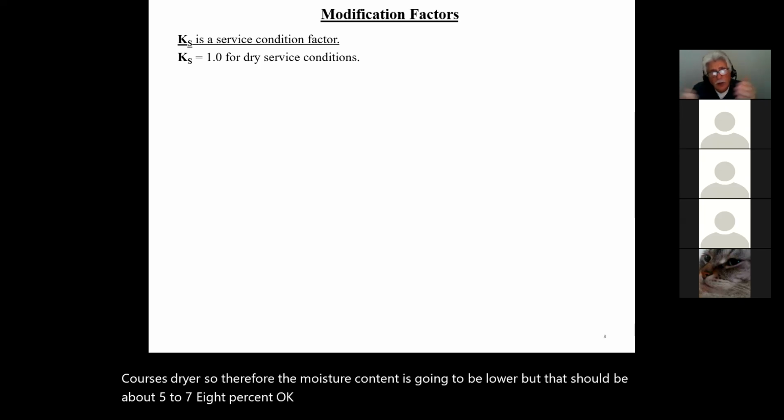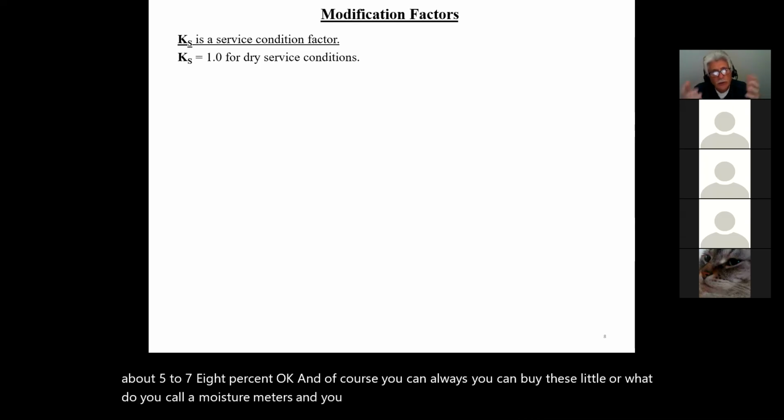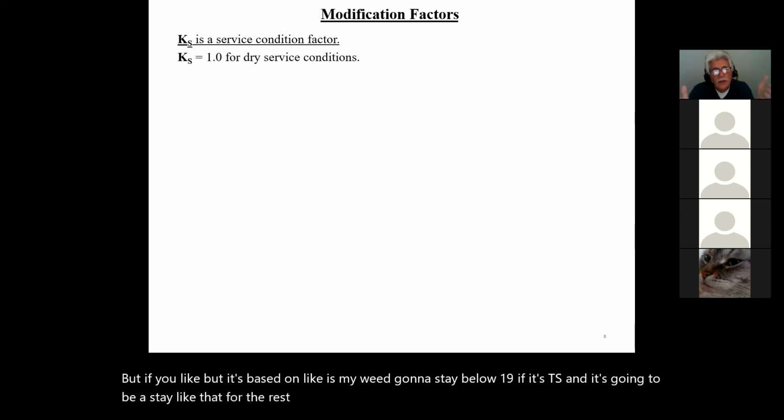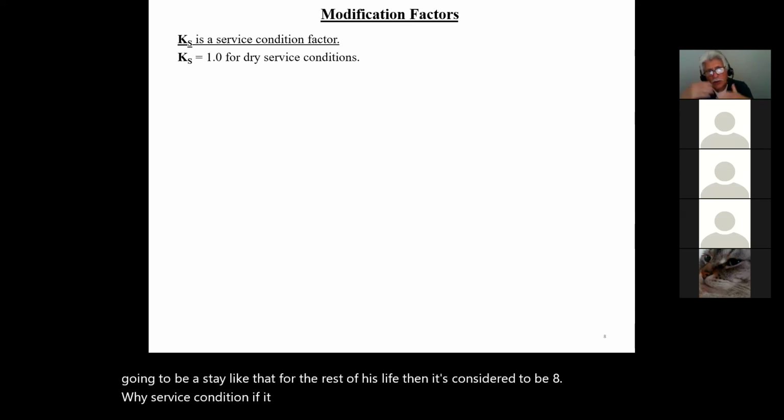And of course, you can buy these little moisture meters, and you can just punch the wood and get the moisture reading. But if you want to know whether your wood is going to stay below 19%, and it's going to stay like that for the rest of its life, then it's considered to be a dry service condition. If it goes over 26%, then you should consider it to be a wet service condition.